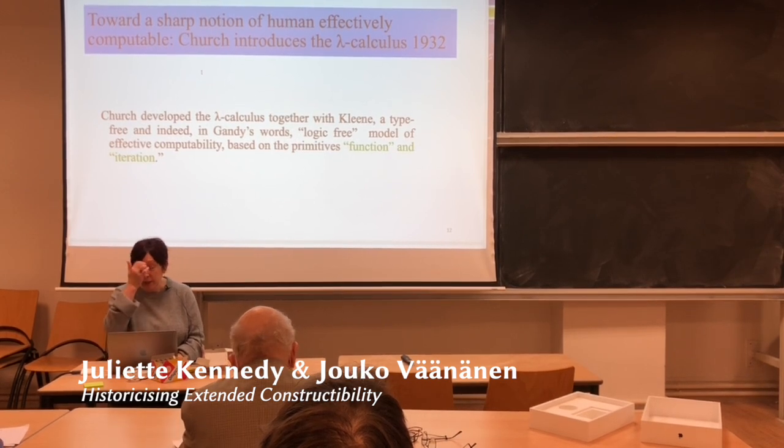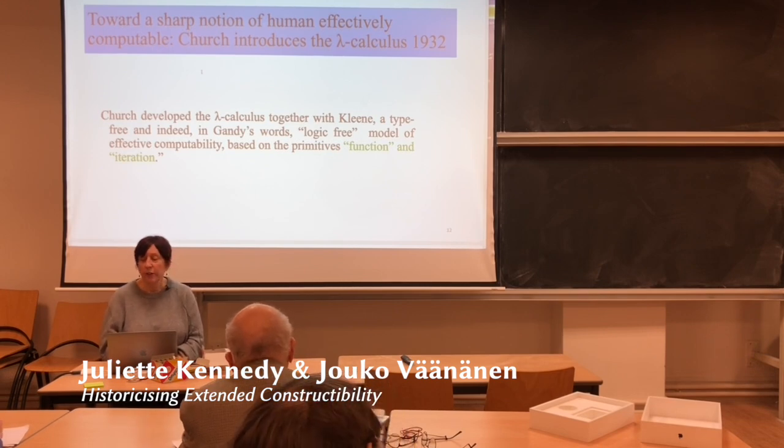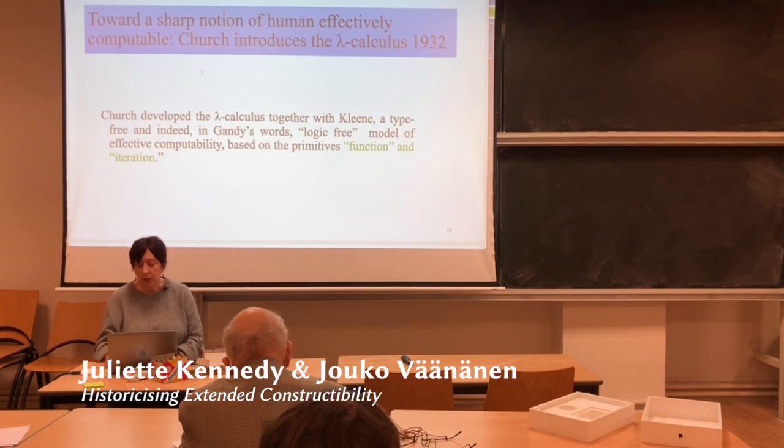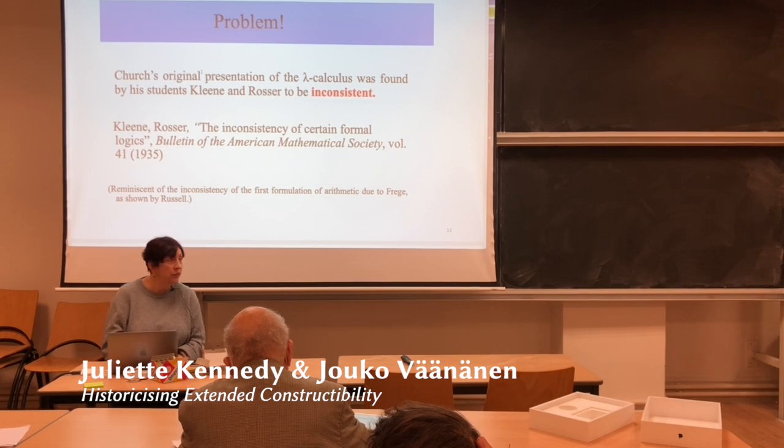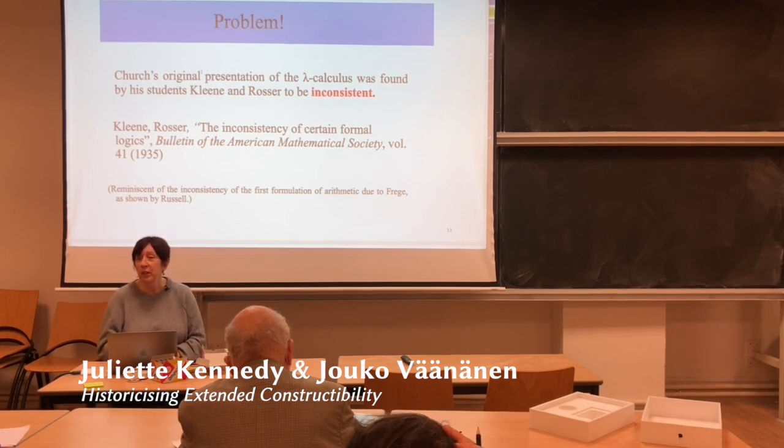Okay, so in parallel, with this idea of solving the adequacy question for computability, Church introduces the lambda calculus in 1932, together with Kleene. Later on, it's formulated in terms of function and iteration. The original presentation of the lambda calculus was found by Church's students, Kleene and Rosser, to be inconsistent. And they even put it in the title: the inconsistency of certain formal logics.